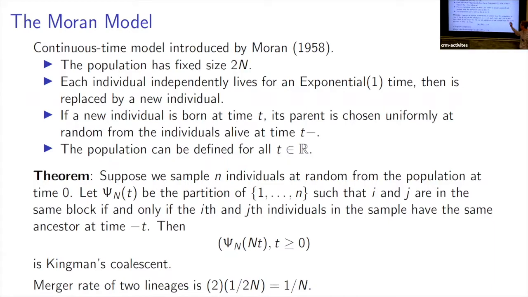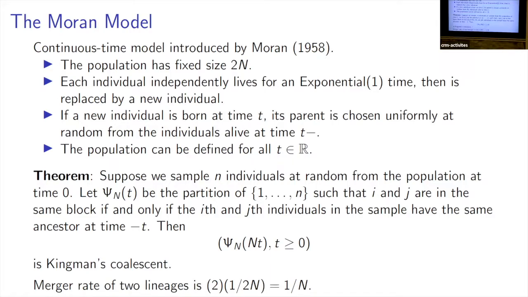Suppose we take a sample of n individuals at random from the population at time 0. We let psi_n(t) be the partition of 1 through n whose blocks correspond to groups of individuals in the sample that have the same ancestor at time minus t. And then this process that we get, speeding up time by a factor of n, is exactly Kingman's coalescent.